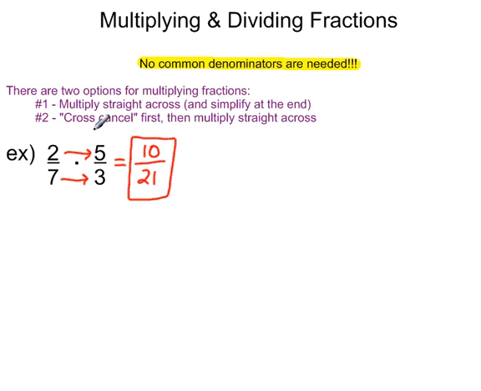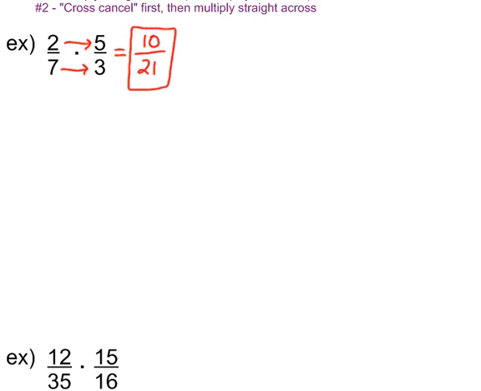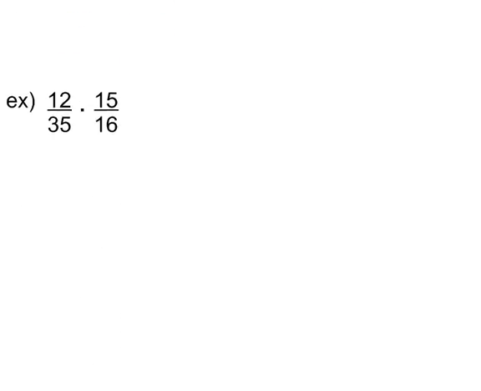Now, option number 2, I call this the cross-cancel method. So we cross-cancel first and then multiply straight across. Let me show you what I mean by cross-canceling. We're going to look diagonally. So let's take a look at 12 and 16 and compare them. Are there any common factors between 12 and 16? There are a couple, but the largest one is the one we're interested in, and the largest one is 4.